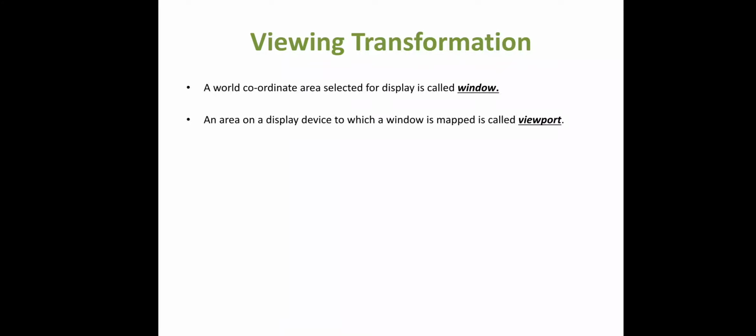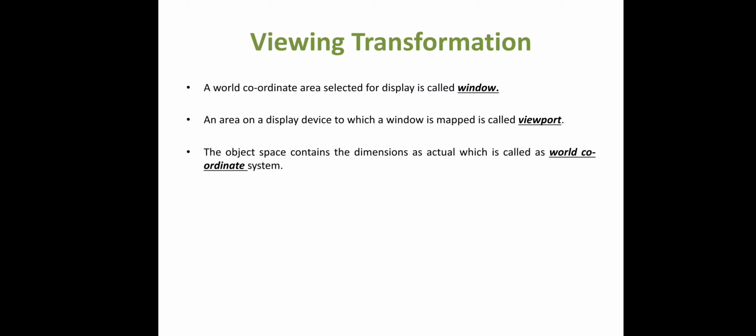Viewport is nothing but a part of a screen. So we are going to map the portion of a window onto the screen by using this viewport. And one more term: the object space that contains the actual dimensions of that particular object is called the world coordinate system, and when we convert that world to screen coordinates, it is called a normalized coordinate. So these are the different terms we have seen.